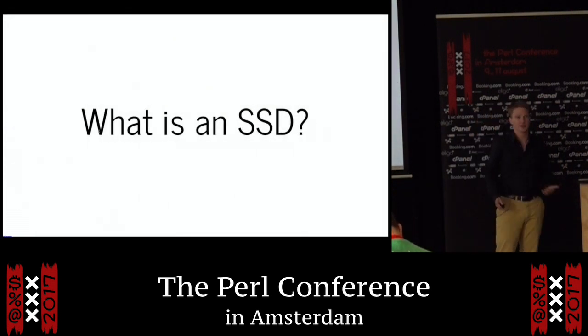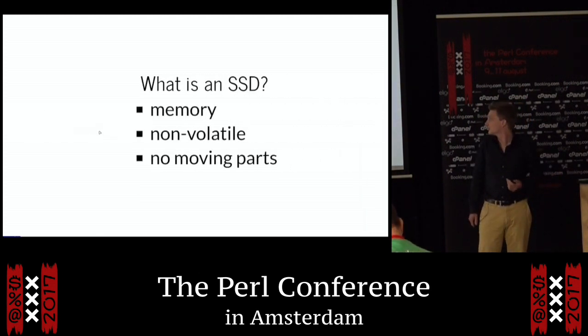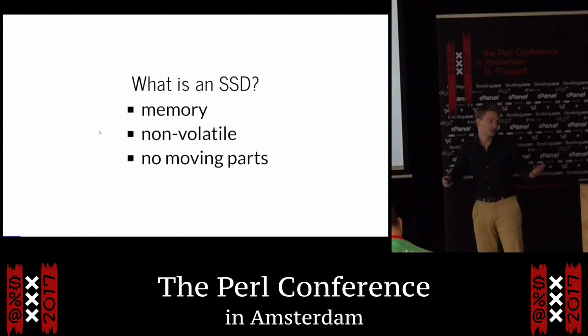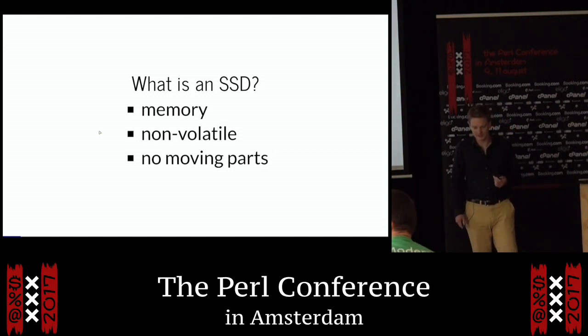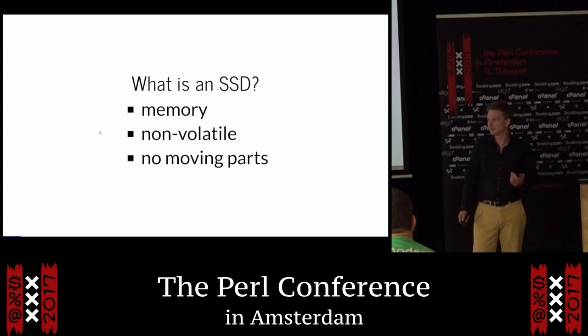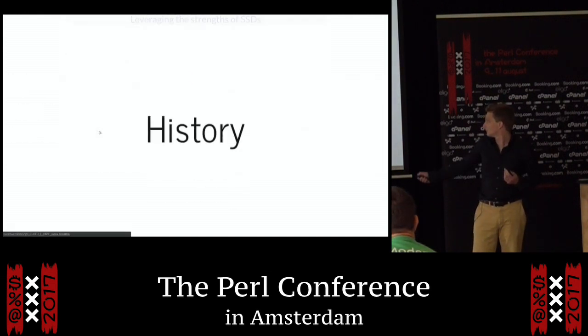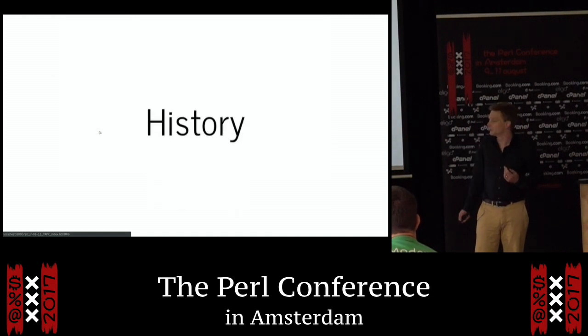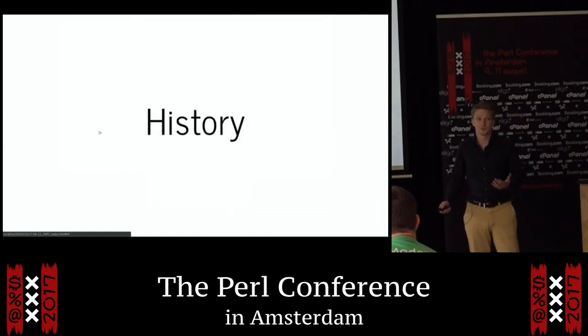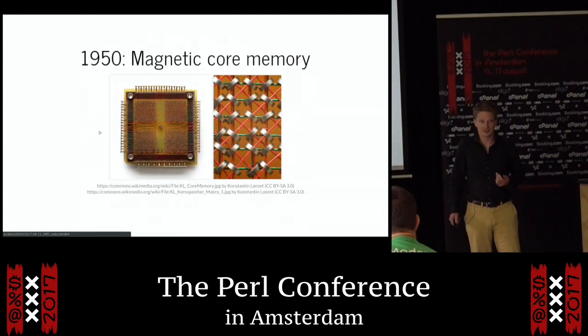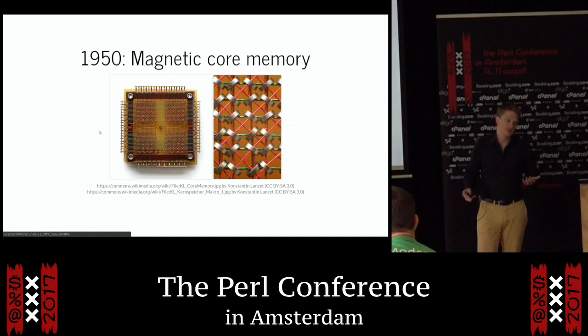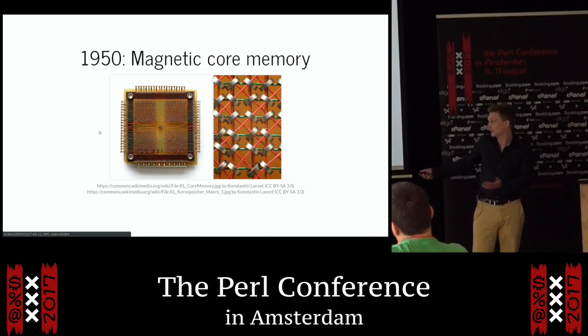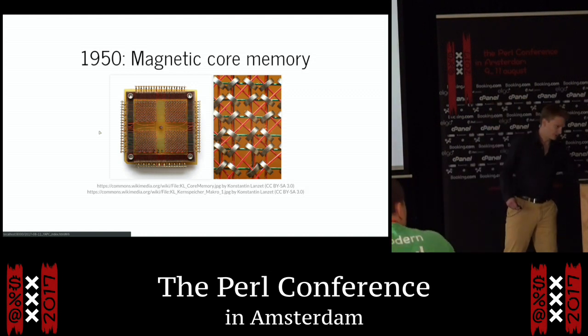Okay, so first of all, what is an SSD? You all know that. An SSD is memory. So we want to store something. It's non-volatile, so it should retain the data if we turn the computer off. And it has no moving parts, so no spinning disks. And if we look into the history of SSDs with this definition, we will see that SSDs, by this definition, have been around since the 50s. Actually, magnetic core memory, which was at this time used as random access memory, is an SSD because you can turn it off and it still keeps the data, and it has no moving parts.